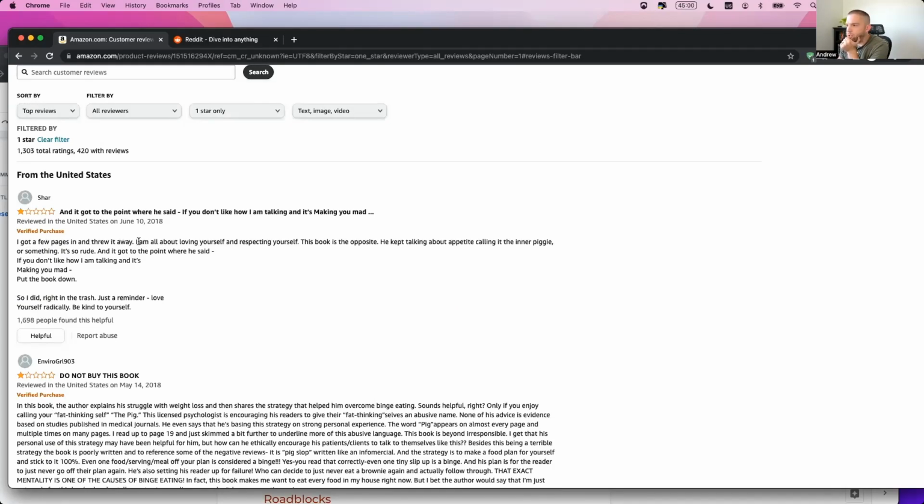I got a few pages right away. I'm all about loving yourself, respecting yourself. There's some values for the avatar. This book is the opposite. He kept talking about appetite and calling it inner piggy or something. It's so rude. I got to the point where he said, if you don't like how I'm talking, it's making you mad, put the book down. So I did. Right in the trash.